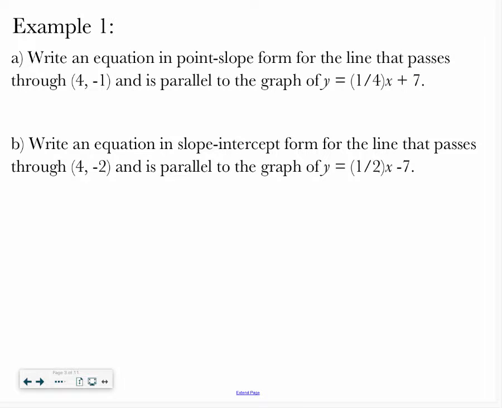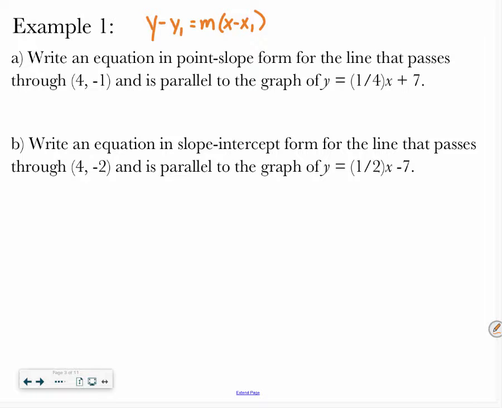Example 1. Write an equation in point-slope form for a line that passes through (4, -1) and is parallel to the graph of y = 1/4 x + 7. Before I go on, let's jump back. Point-slope form, quick review. Remember, it is y minus y1 equals the slope times x minus x1. Something to keep in mind: parallel slope is always the same. Your slope stays the same, so that way they never touch.